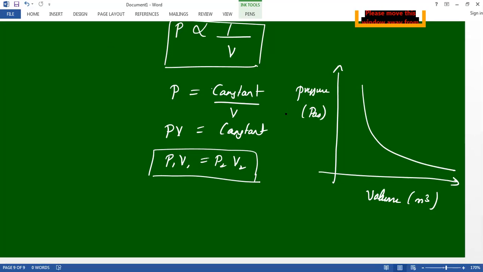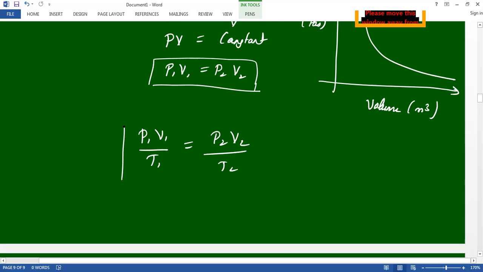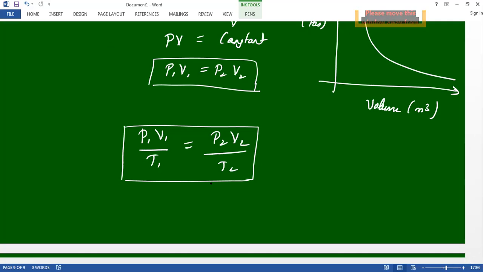So these are the gas laws. When only the number of particles is held constant, you use what is known as the combined gas law. If you combine all the three gas laws, you will get one formula, that is P1 V1 by T1 is equal to P2 V2 by T2. This is a very important formula. Again, the temperature should be in Kelvin.